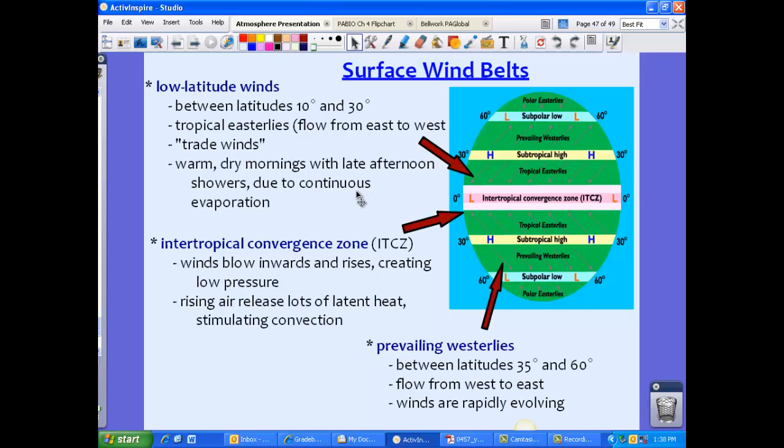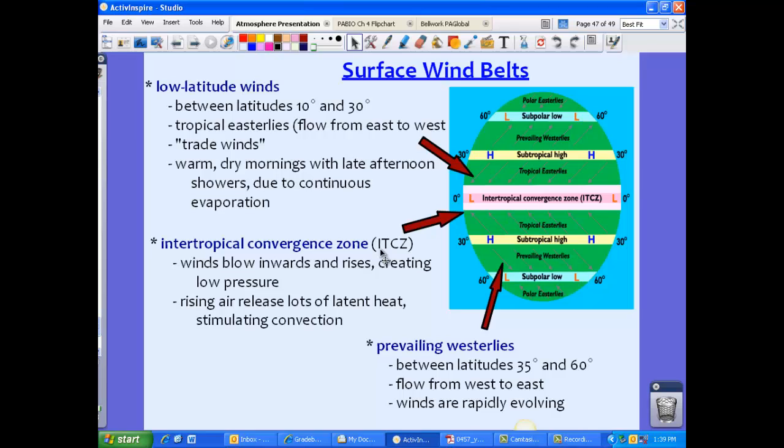Now we typically see warm, dry mornings in these locations with late afternoon showers, and this is due to continuous evaporation. Now that sounds kind of like Florida, doesn't it? We actually reside in this area where the tropical easterlies come from. And some of our late afternoon showers are due to this. They're coming from the east. Because of where we're located in Florida, we also see a lot coming from the Gulf of Mexico. But it's basically because of this continuous evaporation in these particular areas.